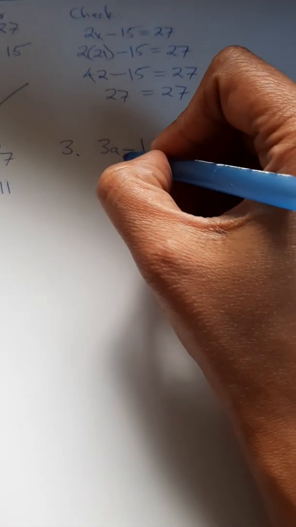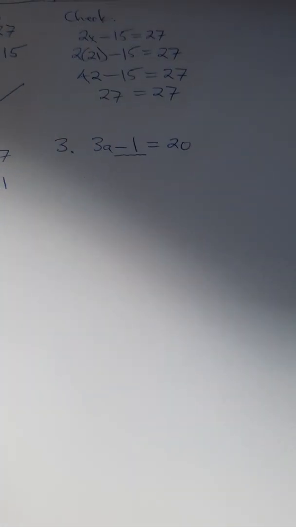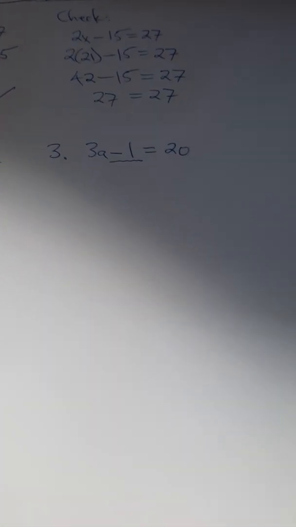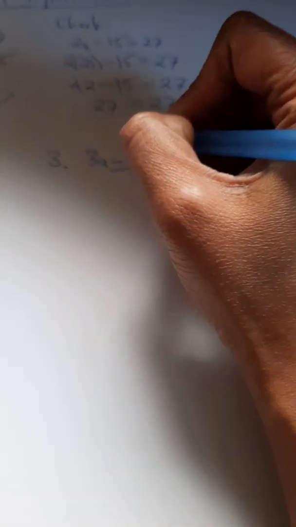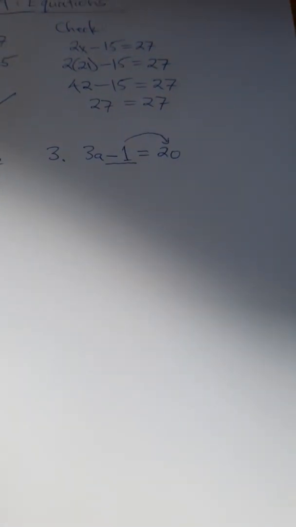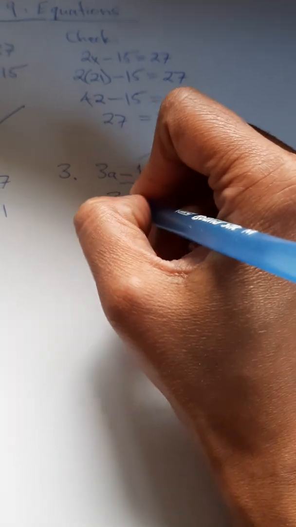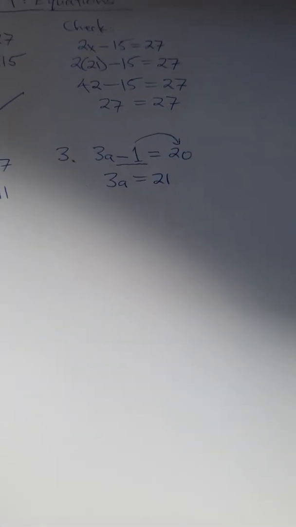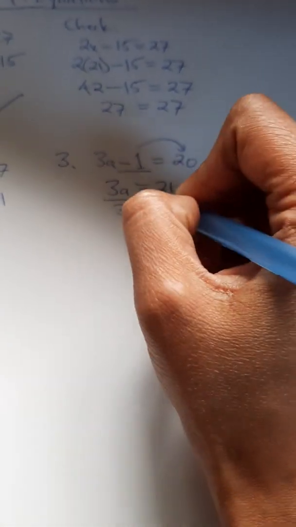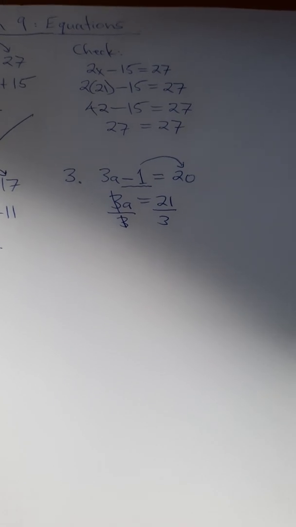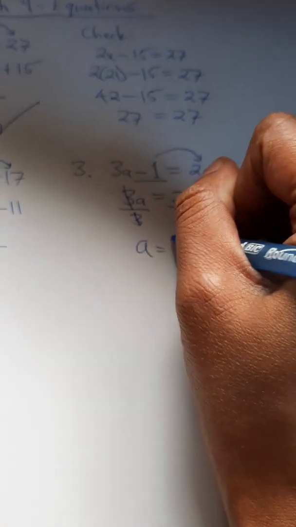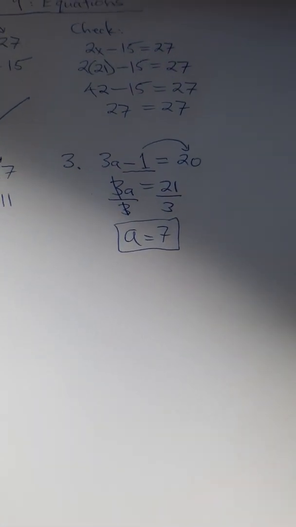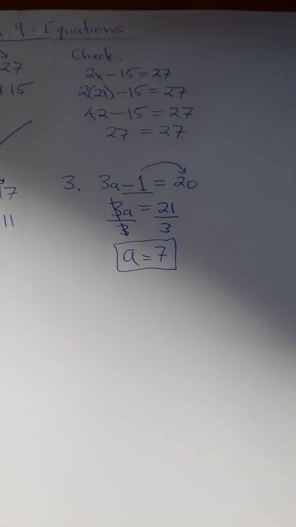Again, just underline the number along with the sign that you're going to take to the other side. I want to take this negative 1 to the other side, and I notice it's going to become positive. So we're left with 3a equals 21. Then we're going to divide by 3 on both sides just to get rid of the 3 here, and we are isolating for a. So a is 21 divided by 3. We see that a is equal to 7. That was actually a pretty simple one.